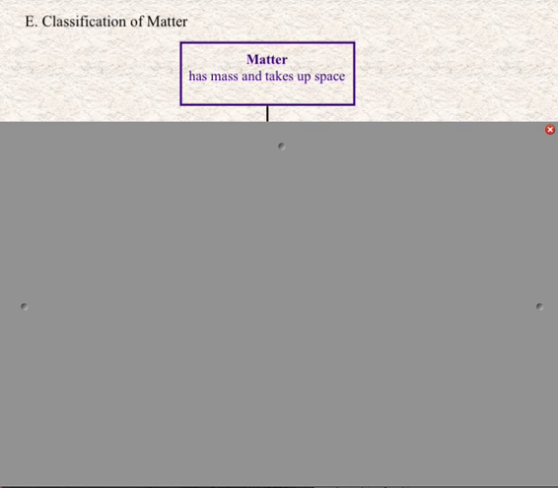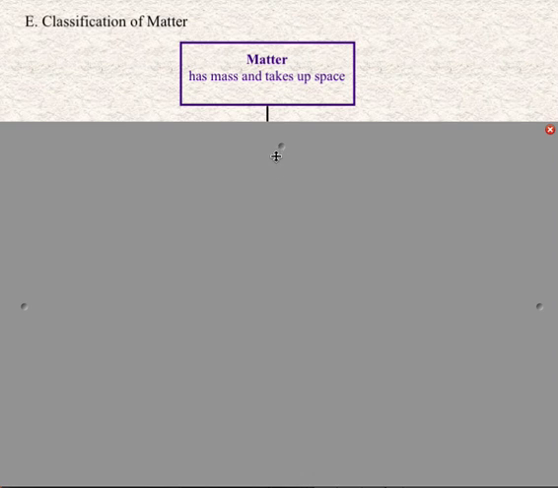How scientists classify matter. The first thing we're going to talk about is what is matter. Matter is anything that has mass and takes up space. So most things are matter. Energy is not matter. Light is not matter because it's a form of energy, but most things are matter. So basically, how can we organize those?